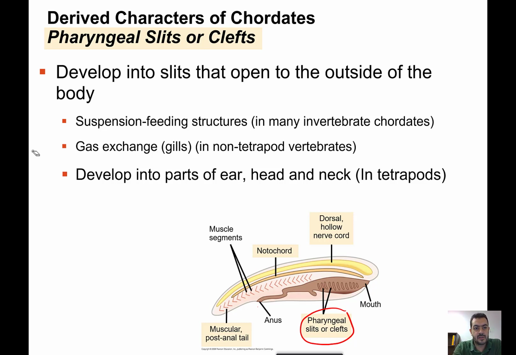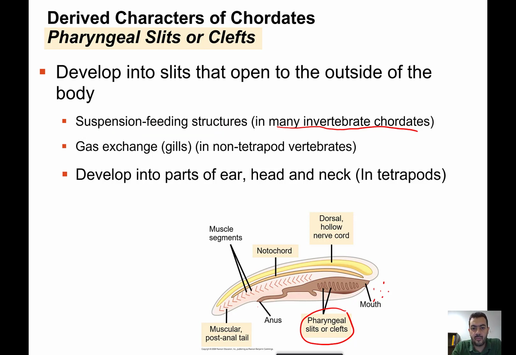The first of them is to serve as suspension feeding structures. We see this in many invertebrate chordates. So what is going to happen? Water and suspended nutrients will pass through the mouth, and then water will be pushed out through the pharyngeal slits or clefts, and the food particles will be further absorbed and distributed throughout the body.